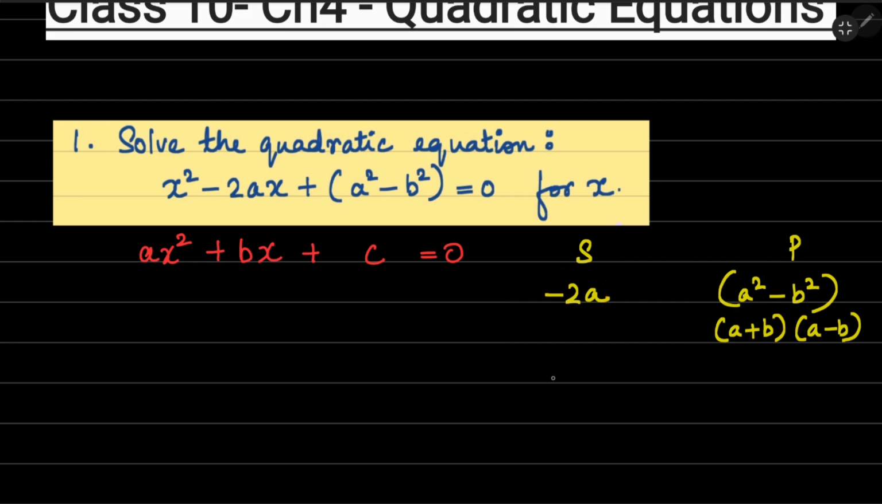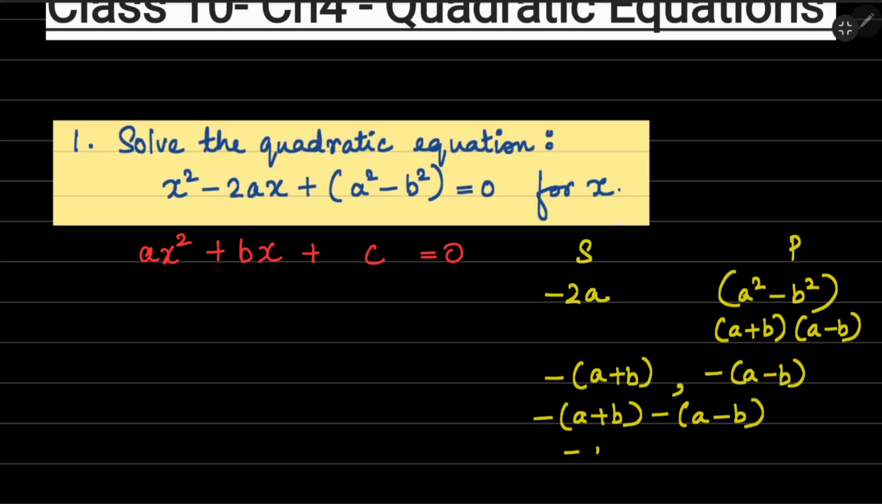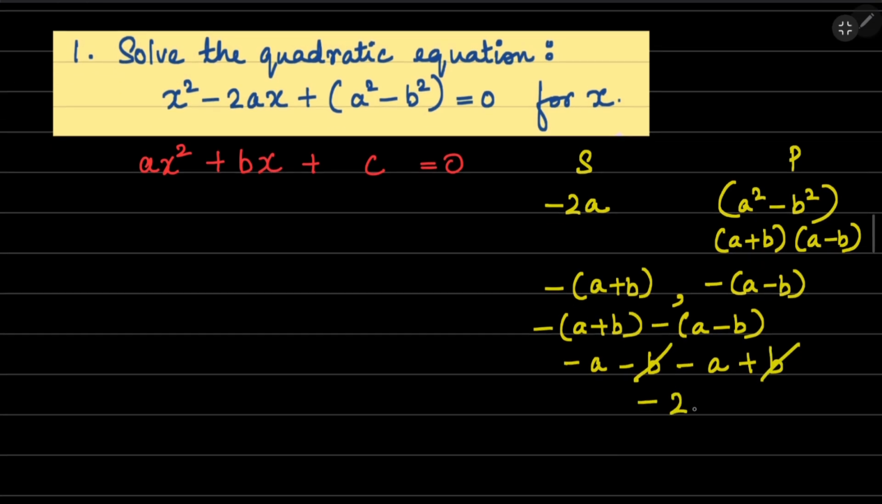So let us add a negative sign to both terms, that is minus of a plus b and minus of a minus b, and add these two. Opening the bracket, you get minus a minus b, then minus a, and minus into minus is plus b. So minus b and plus b get cancelled. What you get is minus 2a, which is what you need.